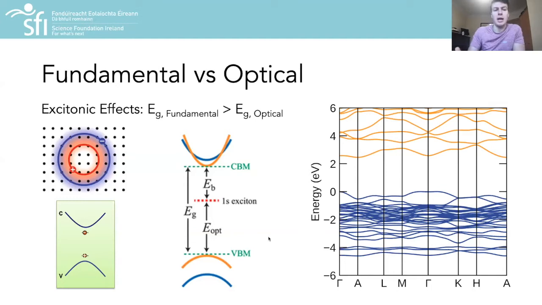A large excitonic binding energy, the difference between the fundamental gap and the optical gap, can occur for localized electronic states. As opposed to delocalized electronic states, where the electrons are spread across thousands of atoms, if they're more localized in space, spread out only over a couple of atoms, you can have a much stronger interaction between the electron and the hole.